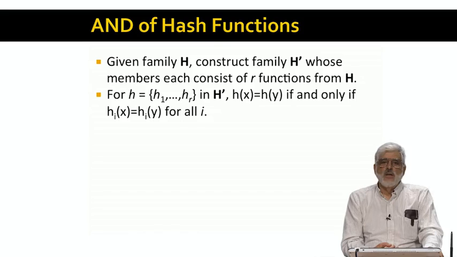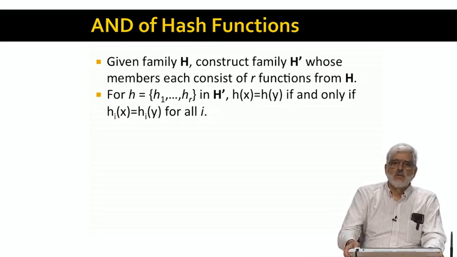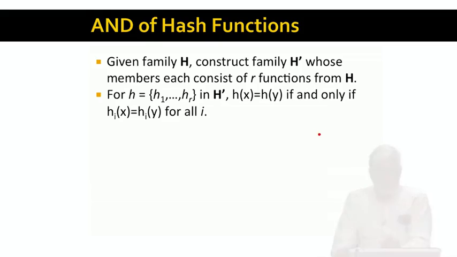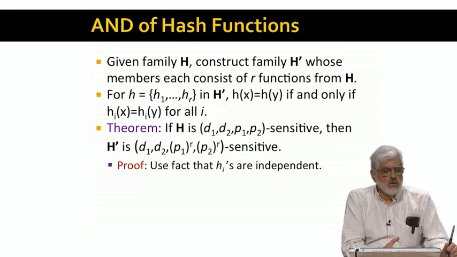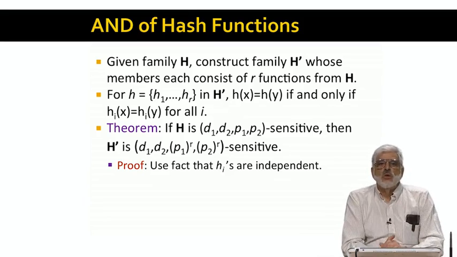Using our convention that h of x equals h of y means that the answer for x and y is yes, we can write the rule for h as shown. That is, h of x equals h of y if and only if hi of x equals hi of y for all i, where i ranges now from 1 to R. The family H' amplifies the effect of H according to the rule given here.